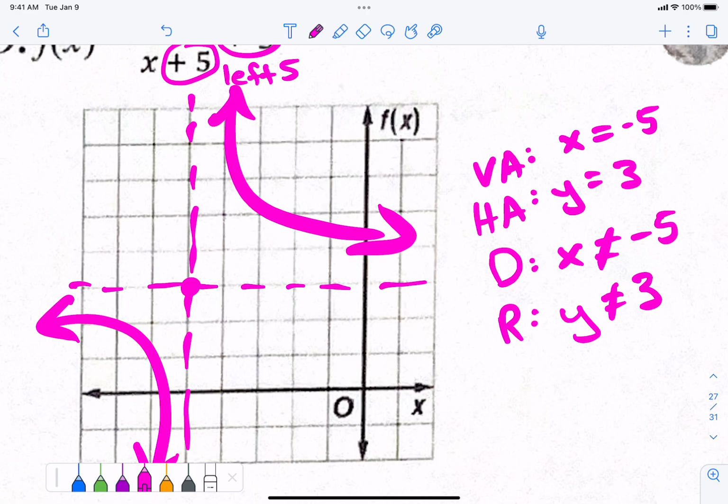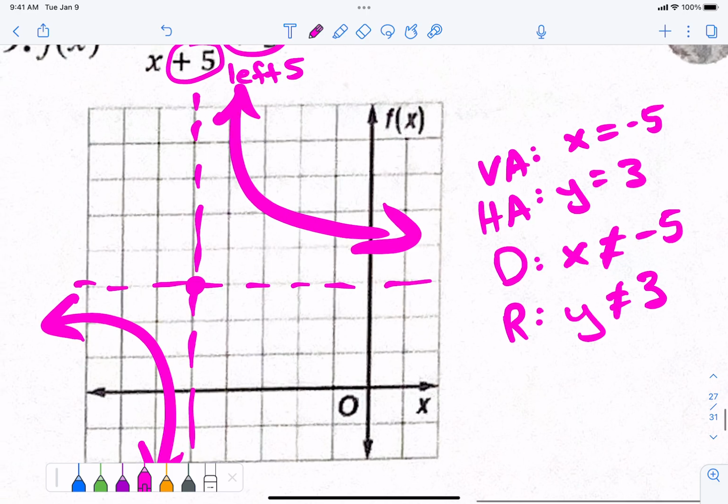I graphed that kind of fast. And I'm not going to judge your little loop-de-doos. Mine obviously look terrible, so whatever. I just need to get them. The main thing is you want to make sure your VA and your HA are in the right spot, because that tells you your domain and range, right?